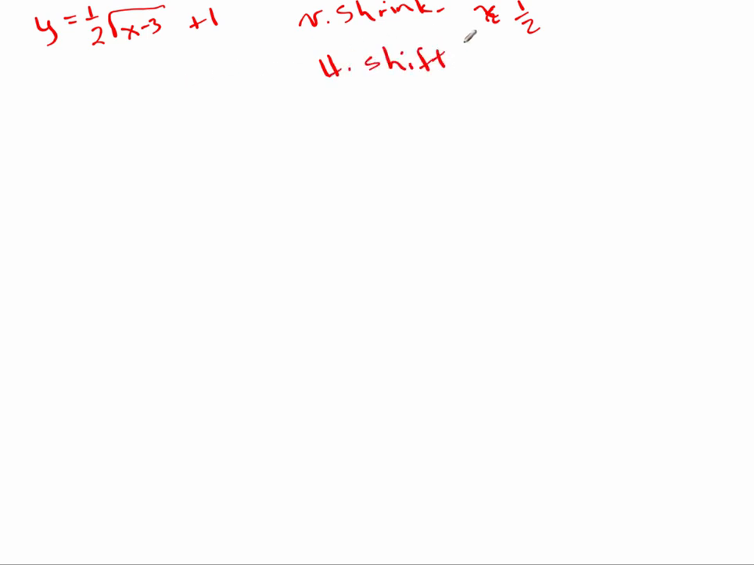Now, let's look at what happens when we throw kind of everything but the kitchen sink in it. Let's look at y is equal to 1/2 times the square root of x minus 3, plus 1. Now, this has a vertical shrink by a factor of 1/2. It is a horizontal shift right 3 units. And it's a vertical shift up 1 unit.